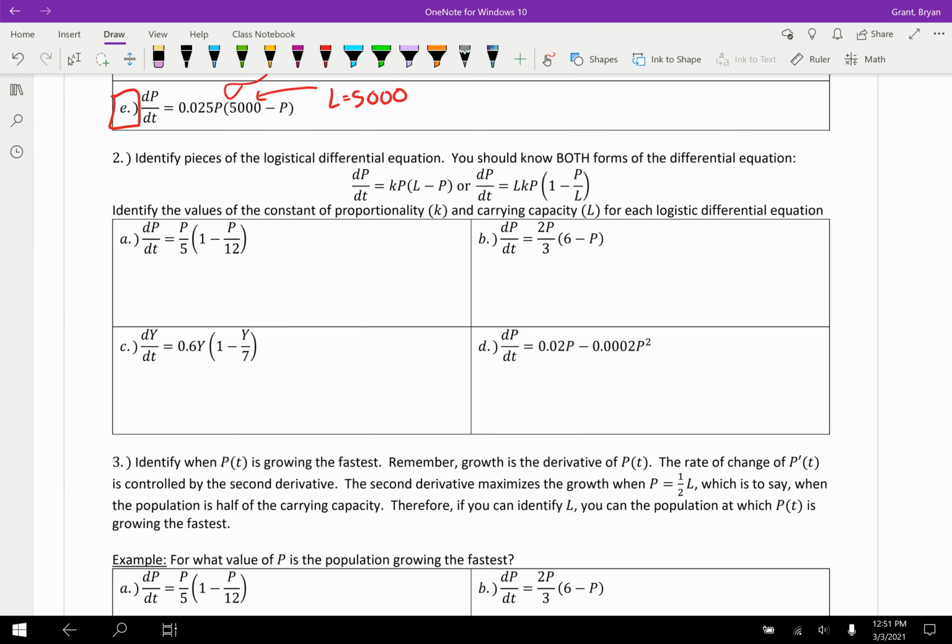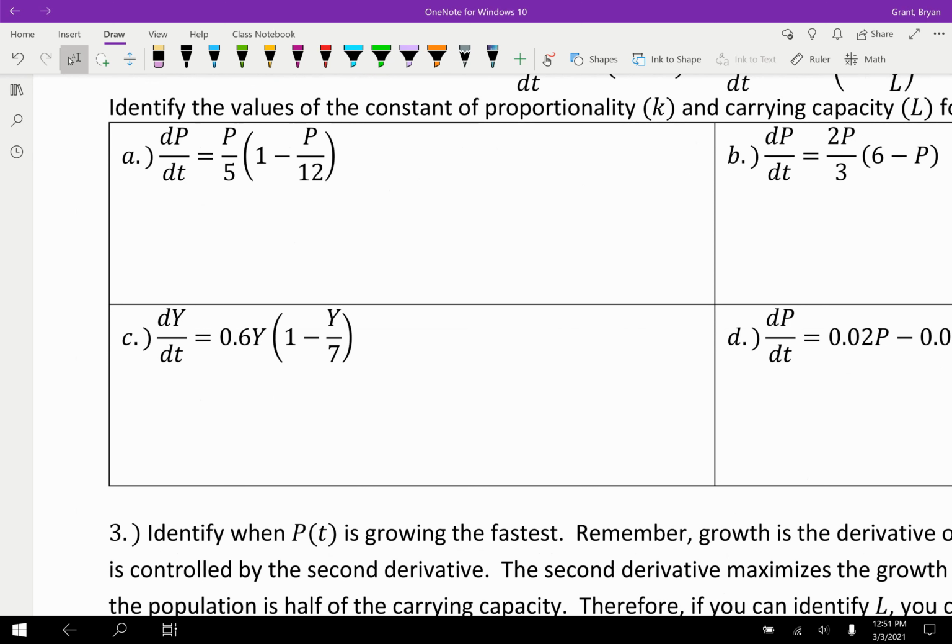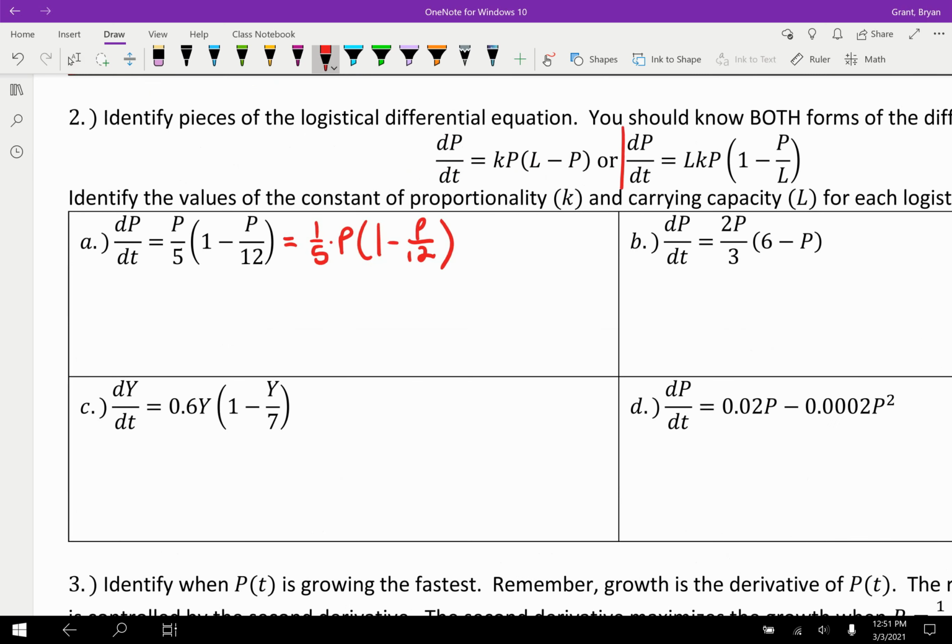We're going to try and identify the constant of proportionality, the value of k, and also the carrying capacity, the value of L. So, we look at this and we see this is P over 5, so maybe we can think of this as 1/5 P times 1 minus P over 12. Now the problem here is that this guy fits our second model. We know that by the 1 minus P divided by something. Well, on the plus side though, we know what L is. L is 12. But on the downside, it makes k a little bit harder to identify because k is rolled in with the L that's multiplying by P.